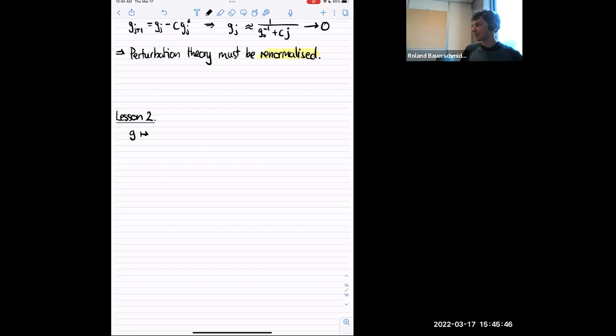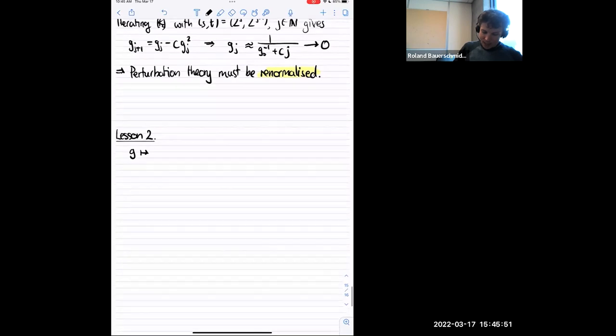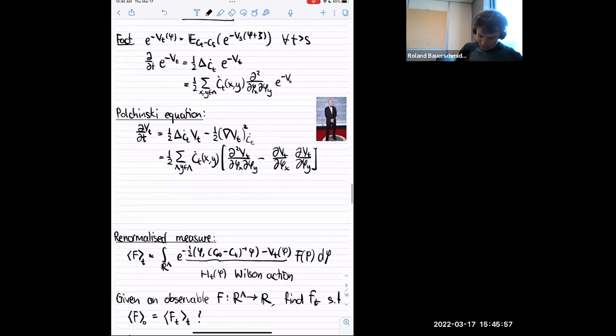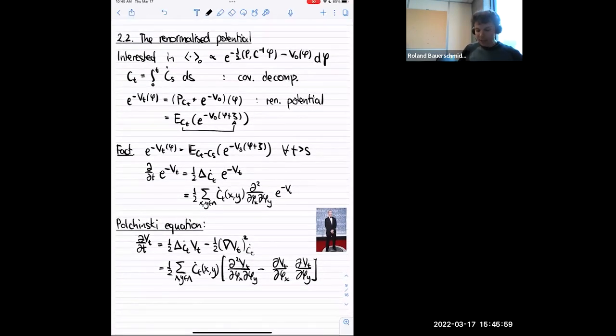Could you explain this? This is an important point. Well, yeah. Let me go back to last time. I wrote down this exact formula for VT, and it has this formula here. This formula is exact, and there's no problem with it. It makes sense. I'm always in a finite volume and everything is a finite dimensional integral, so it makes sense. And so does the Polchinski equation.